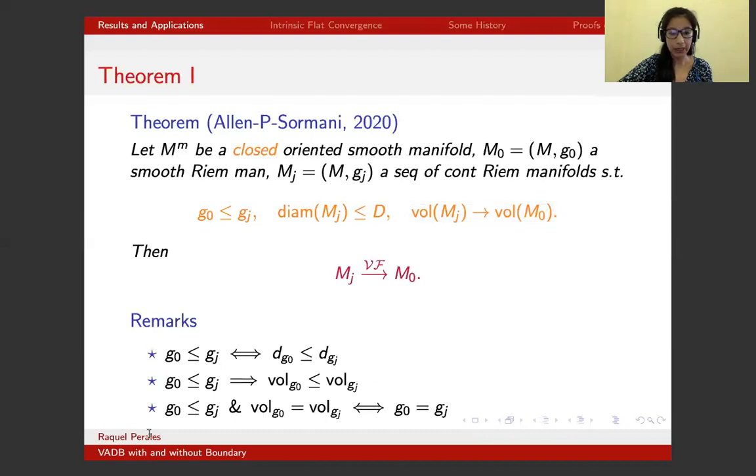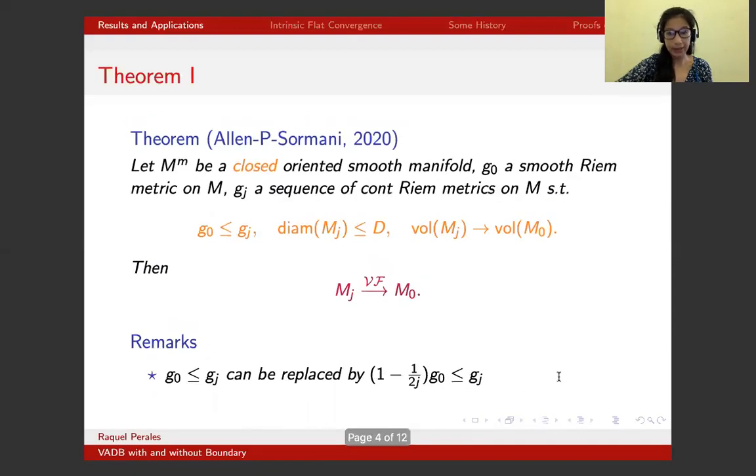The third thing that I want to mention is that if we also have equality of the volumes, then the Riemannian tensors should be the same. So this is a stability theorem in which we are relaxing the condition volume of G0 equals volume of Gj. And the last remark that I want to make is that the inequality G0 less or equal than Gj can be replaced by this new inequality: (1 - 1/j) G0 should be less or equal than Gj. So we are also relaxing this condition in our theorem.